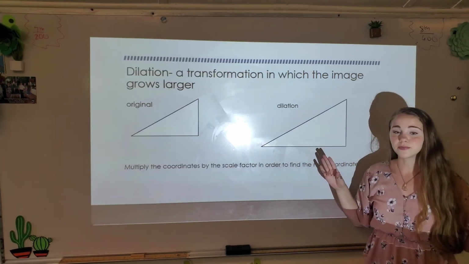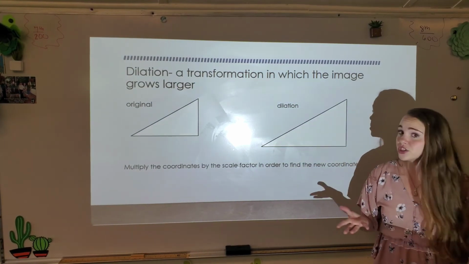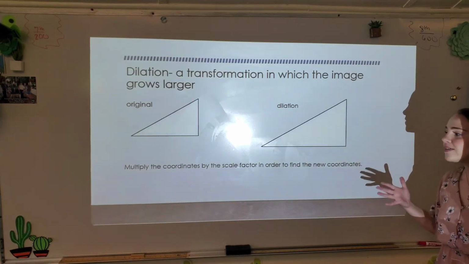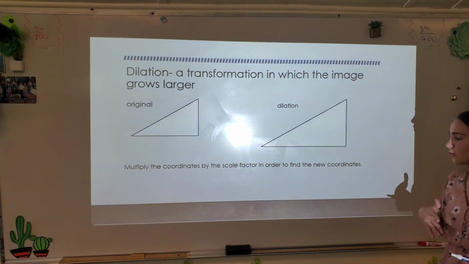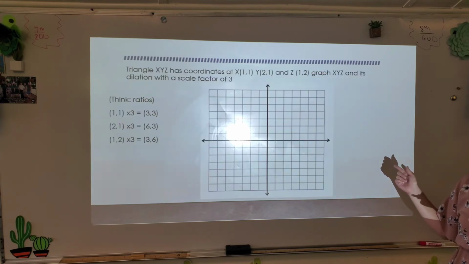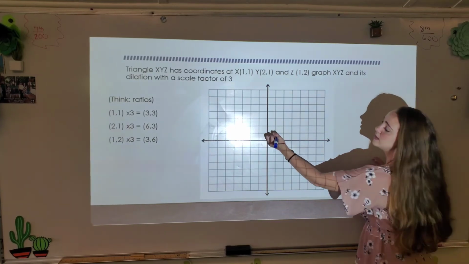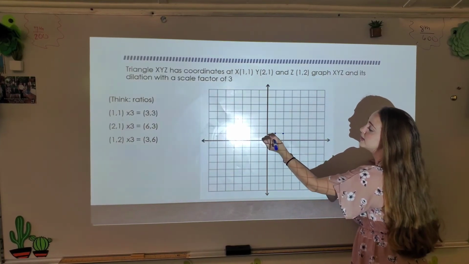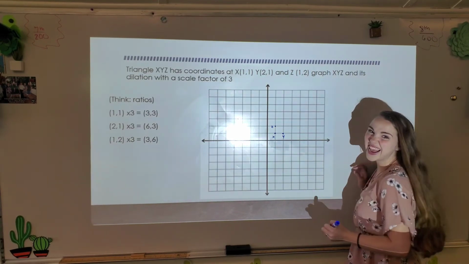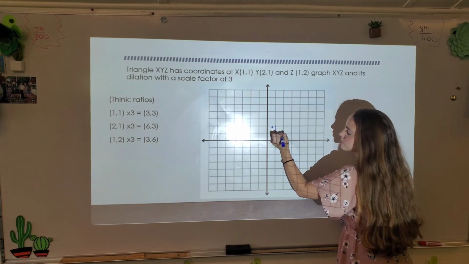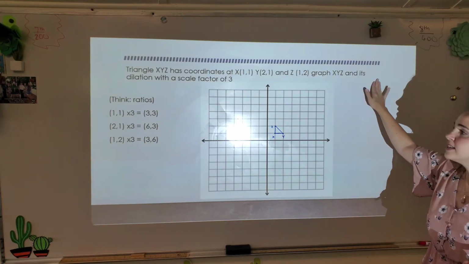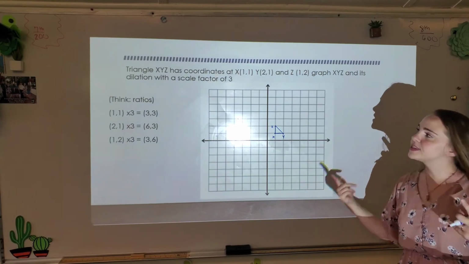Now, if we are making it smaller, that's called a reduction. Just letting you know, reduce means smaller, so that's easy. So when you know the scale factor, all you have to do is multiply the coordinates by the scale factor in order to find the new coordinates, and we'll do an example so you understand. So triangle XYZ is at 1, 1, 2, 1, and 1, 2. So it's a tiny little triangle. Okay, X, Y, and Z. Graph X, Y, and Z and its dilation, so it's going to be bigger, with a scale factor of 3.